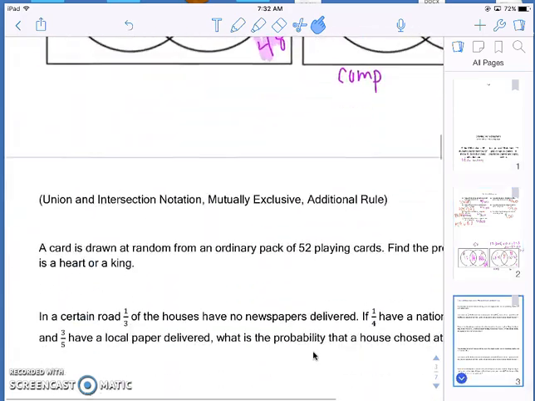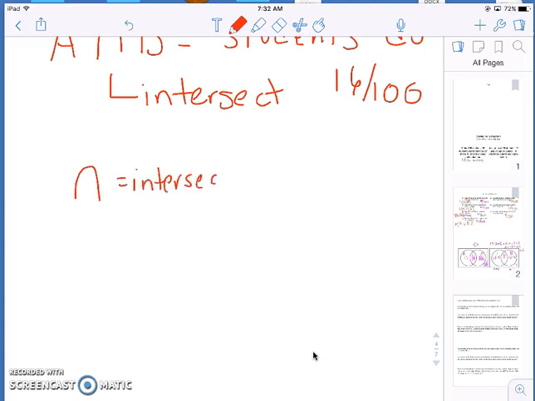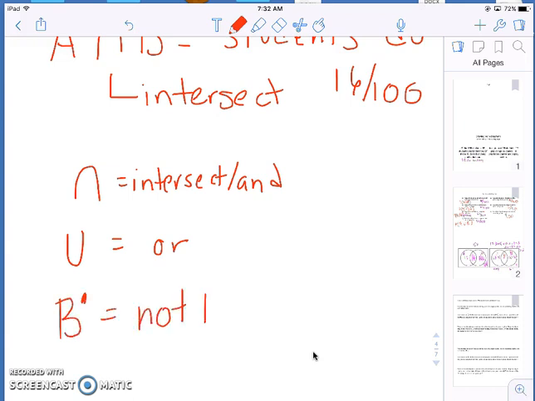So I guess the key things that you need to remember in this notation here: the upside down U equals intersect. I think of that as like the and. The U means or. And if you see that prime, that's the complement, not B, otherwise known as the complement.